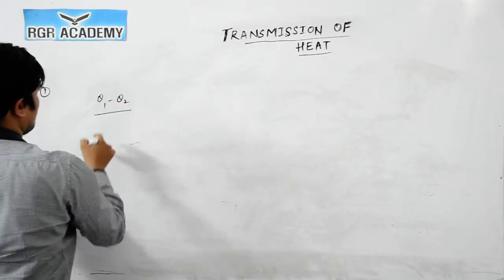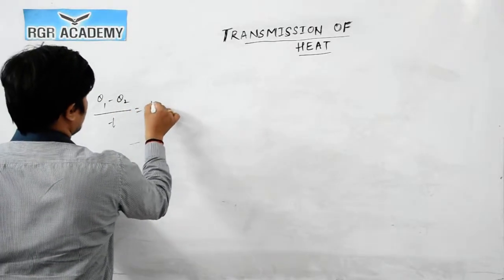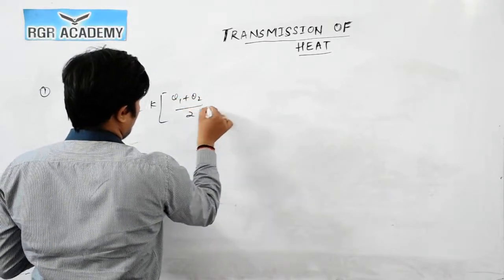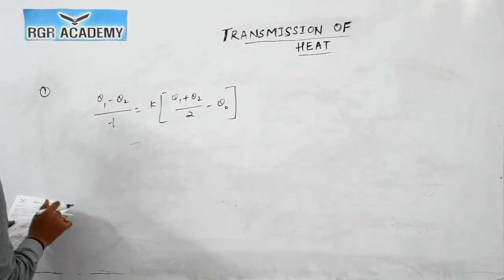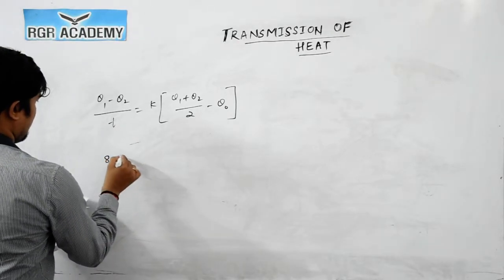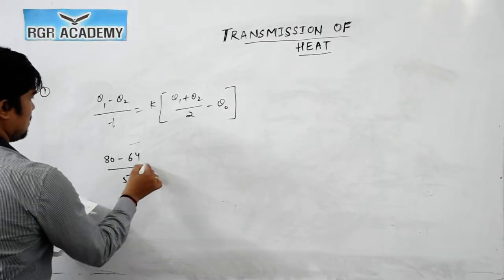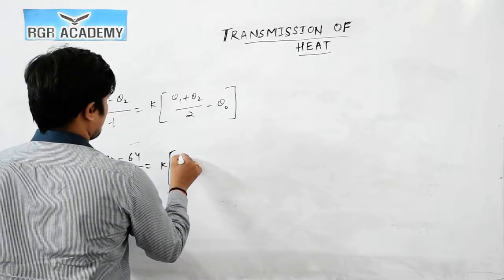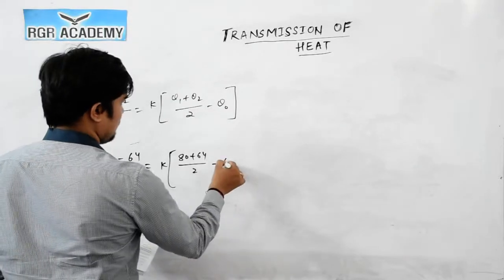theta 1 minus theta 2, the initial temperature and the final temperature, divided by t is equal to K, the constant, times the average, theta 1 plus theta 2 by 2, minus the temperature of the surrounding, that is theta naught. Okay, now we can replace the values here. Initially the body is at 80, so this is 80 minus 64 divided by the time, given as 5 minutes, equals K times 80 plus 64 by 2 minus the temperature of the surrounding, which is not given, so theta naught.